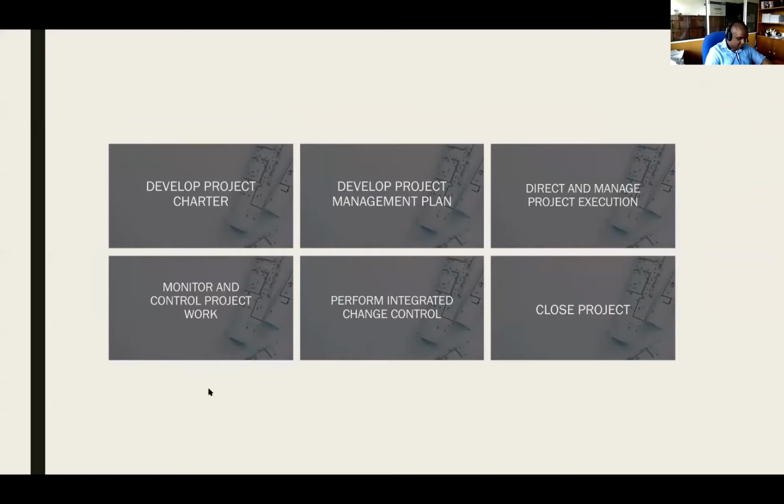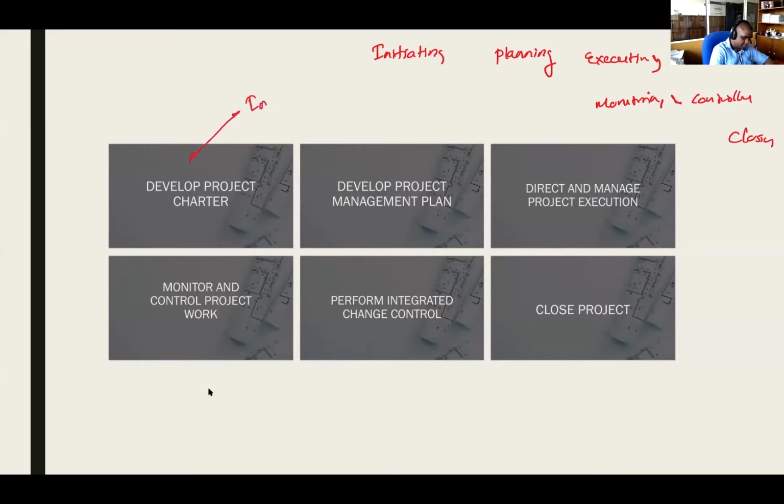These processes belong to 5 process groups: initiating, planning, executing, monitoring and controlling, closing. So this here belongs to the initiating process group.